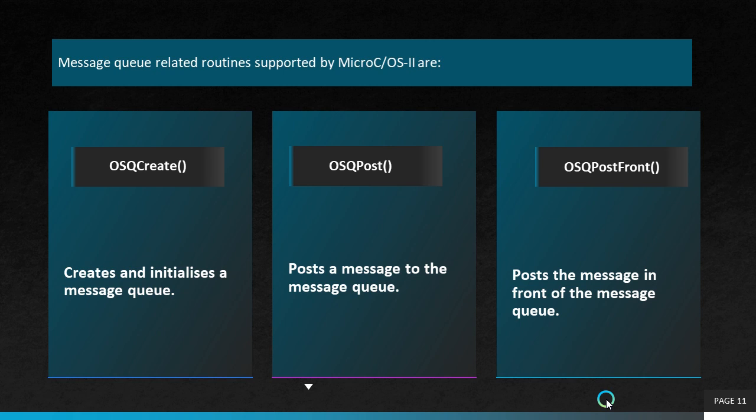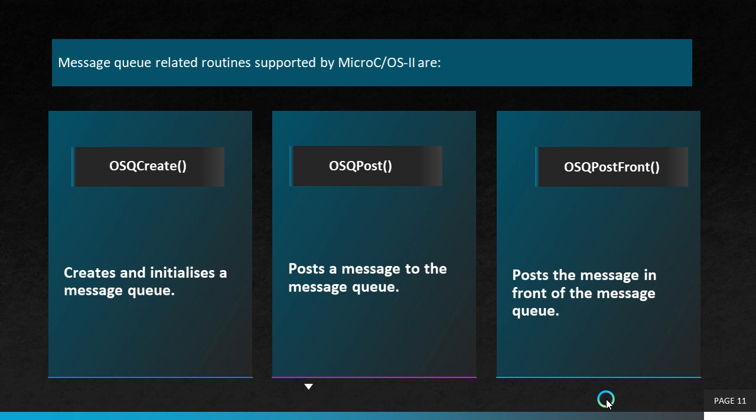The first one is OSQCreate. Here we can see that if it is a mailbox, we use OSMbox, and if it is a message queue, we use OSQ. So it is a slight difference in the naming. OSQCreate creates and initializes the message queue. It consists of two parameters. The first one is an array of pointers for storing the messages, and the next one is the size of the queue.